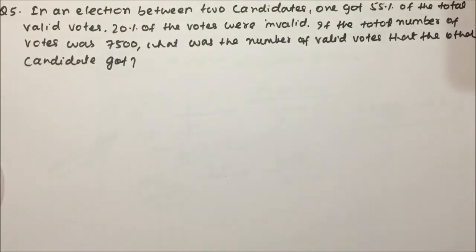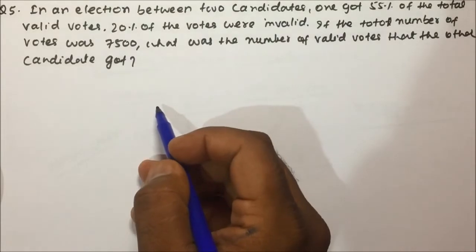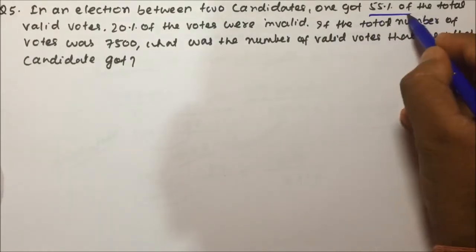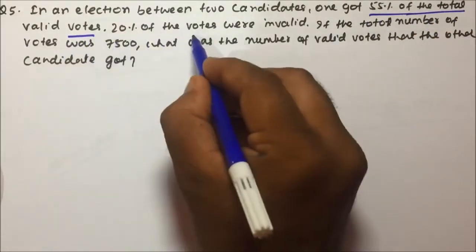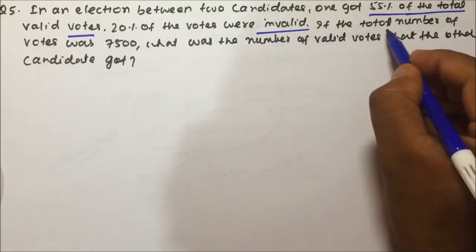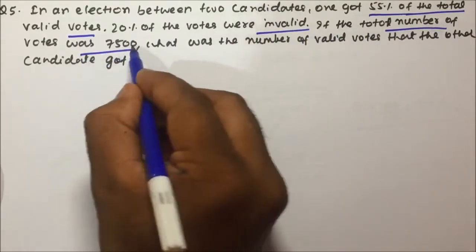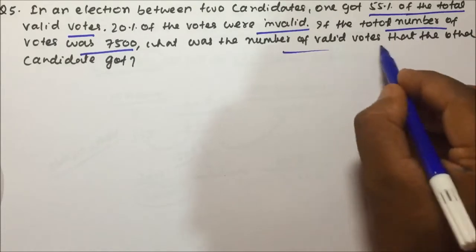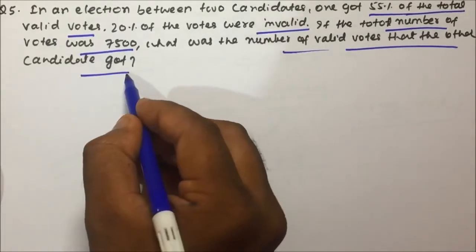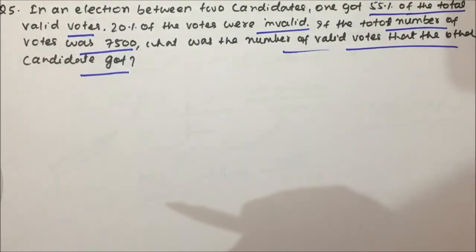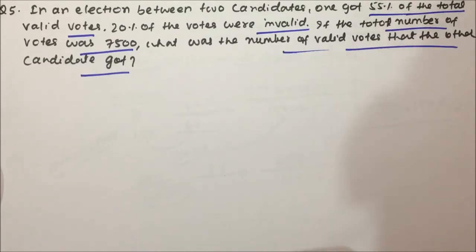Question number 5 is, in an election between two candidates, one got 55% of the total valid votes, 20% of the votes were invalid. If the total number of votes was 7,500, what was the number of valid votes that the other candidate got? Quite a confusing question, friends. But if you read line by line, then this will be one of the simpler questions till now, whatever you have done.